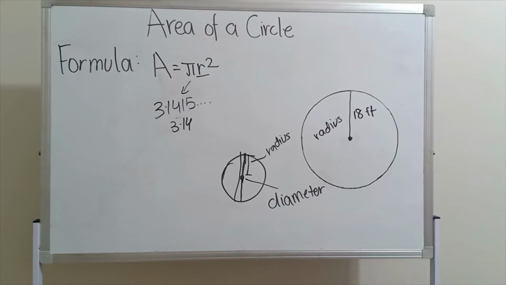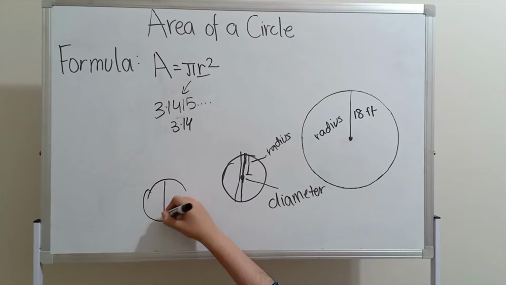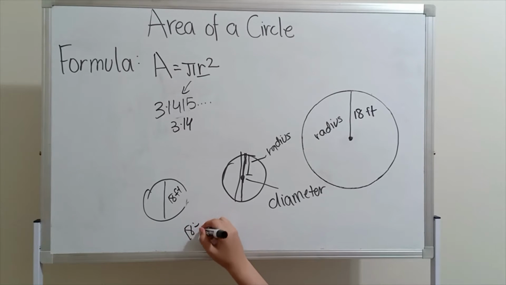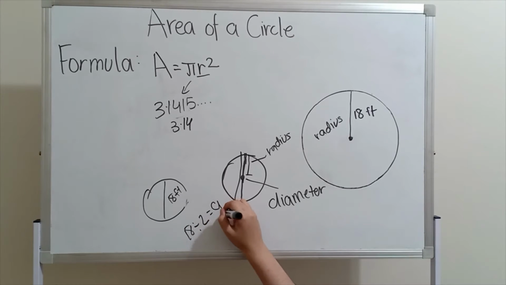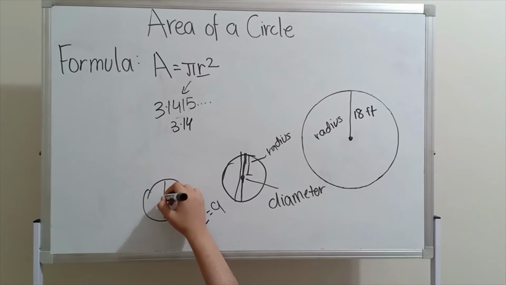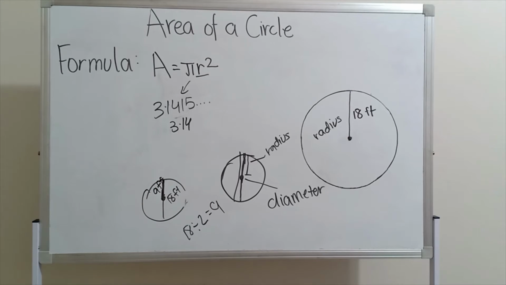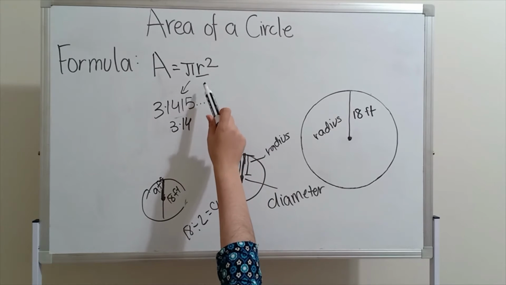And if we have the diameter, for example, let's say our diameter is 18 feet. To find the radius, we are just going to divide 18 by 2, and we will have the answer 9. So this whole line is 18 feet, but if we cut it in half, we will have the radius, and that is going to be 9 feet. So that is how radius and diameter work, and here in this formula we are going to use the radius.